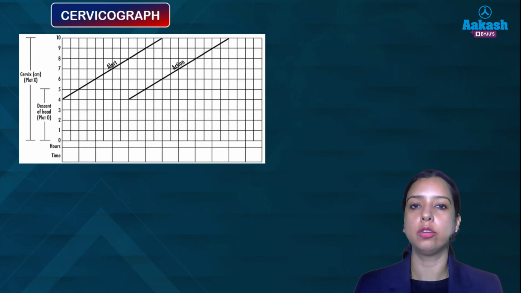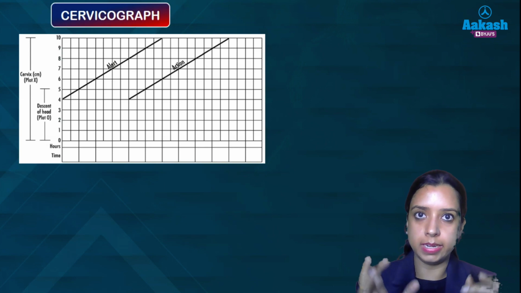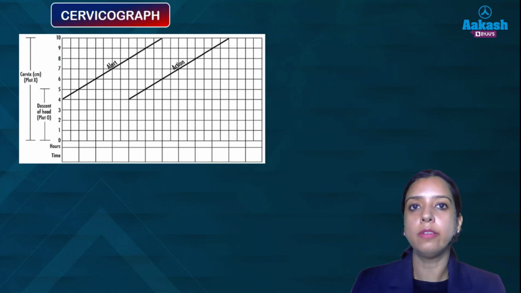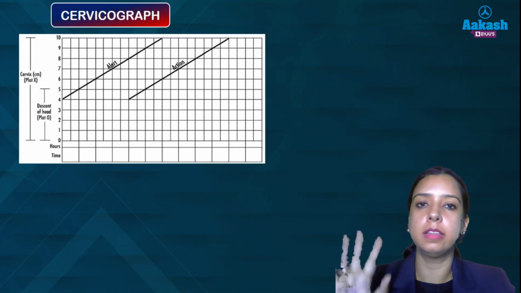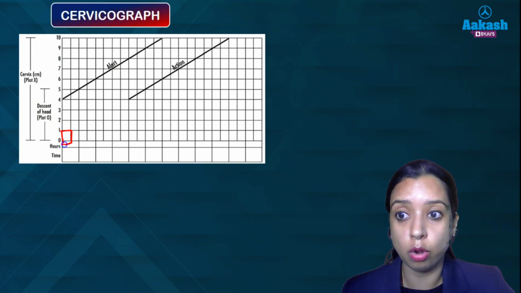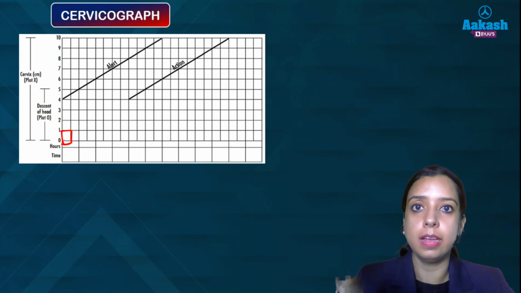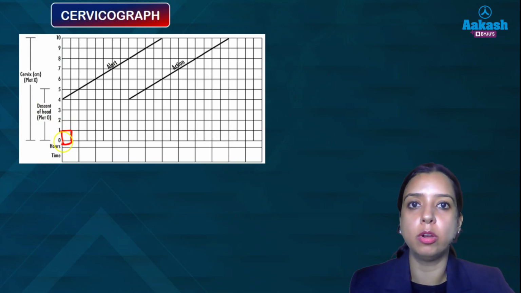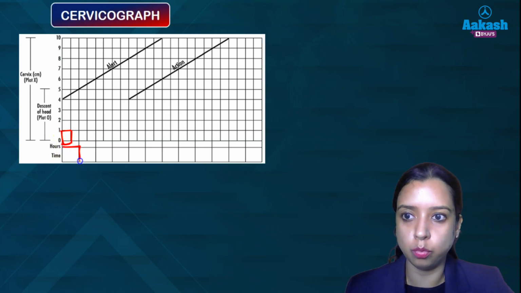Cervicograph. Now, cervicograph is part of the partogram. It is telling you the progress of labor against time. Everything in the cervicograph is important. First, one small box is half an hour. Yes, the question has been asked. Whatever line I'm saying, a question has been asked on that. So this box is 1 hour.